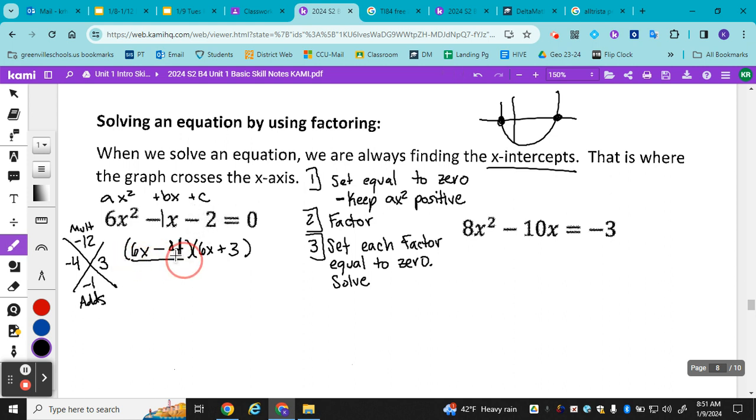out. Greatest common factor here is 2. Greatest common factor here is 3, so we're going to take that out. So we get 3x minus 2 and 2x plus 1 equals 0.